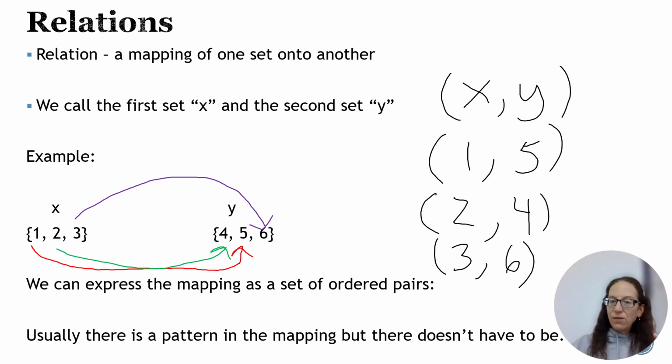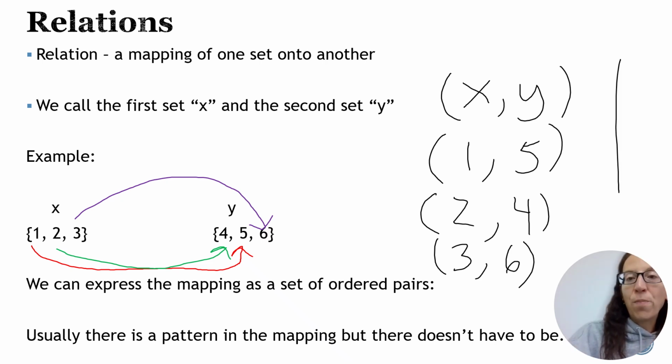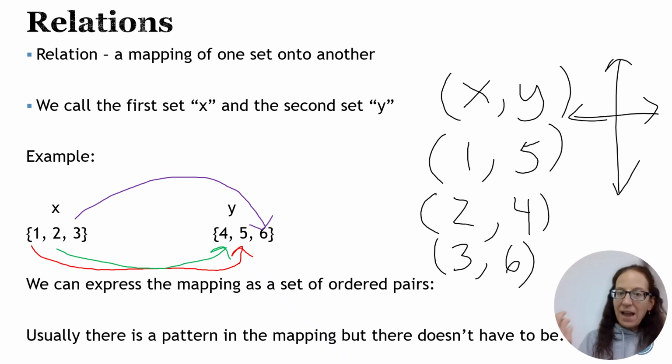Now that we have a set of ordered pairs, we can open up the idea of graphing them. What happens if I graph this particular relation? This particular relation, I don't think is going to look like anything, but it could. This is why I wanted to start here: when you're thinking about the graph, you're actually thinking about a mapping. We're going to take a couple class periods to explore this. Usually there is a pattern in the mapping.